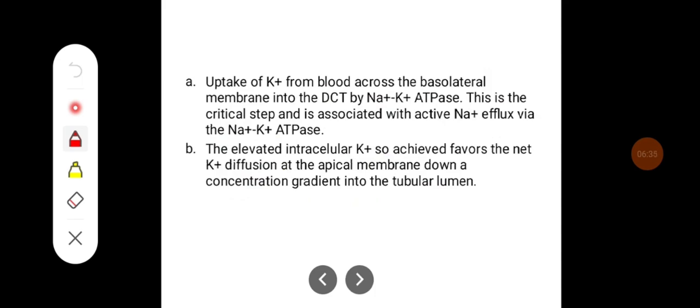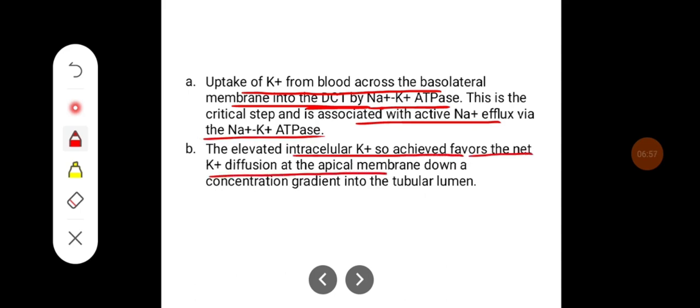The first step is uptake of potassium from blood across the basolateral membrane into the DCT by sodium potassium ATPase. This is a critical step and is associated with active sodium efflux via sodium potassium ATPase. Then the elevated intracellular potassium so achieved favors net potassium diffusion at the apical membrane, down the concentration gradient into the tubular lumen.